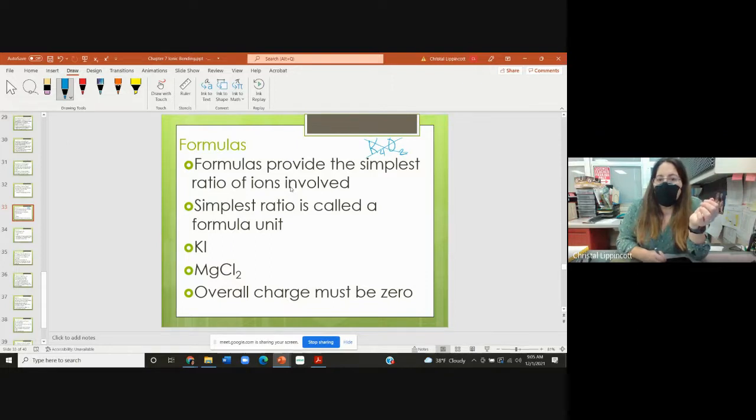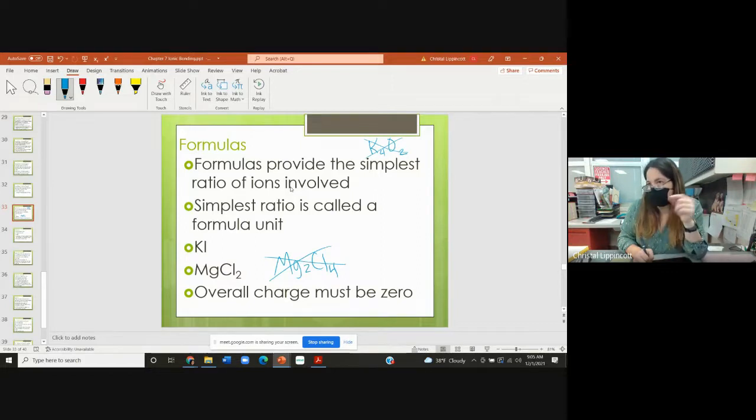We call that a formula unit. You don't need to remember that until you get into AP, so don't worry about that. But just realize that that's a simplest ratio. Again, you would never see this as Mg2Cl4. That would not happen. It would be simplest ratio. The overall charge of these has to be 0.